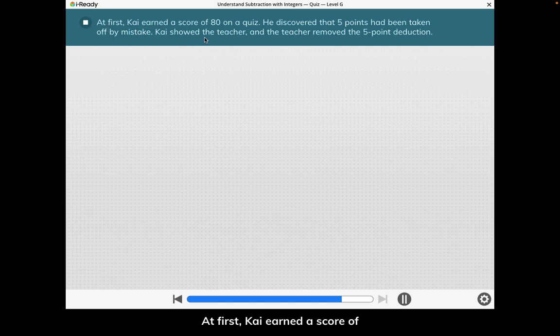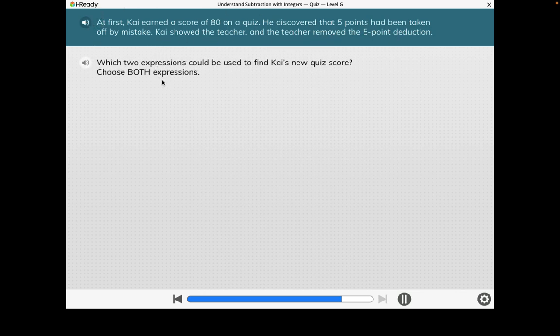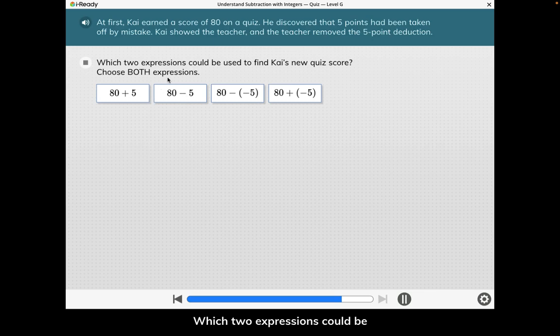At first, Kai earned a score of 80 on the quiz. He discovered 5 points had been taken off by mistake. Kai showed the teacher, and the teacher removed the 5-point deduction. So start at 80. All of them start at 80, and then 5 points have been taken off. And then the teacher removed the 5-point deduction. So 80 minus the 5-point deduction. So 80 plus 5, and then 80 plus 5.